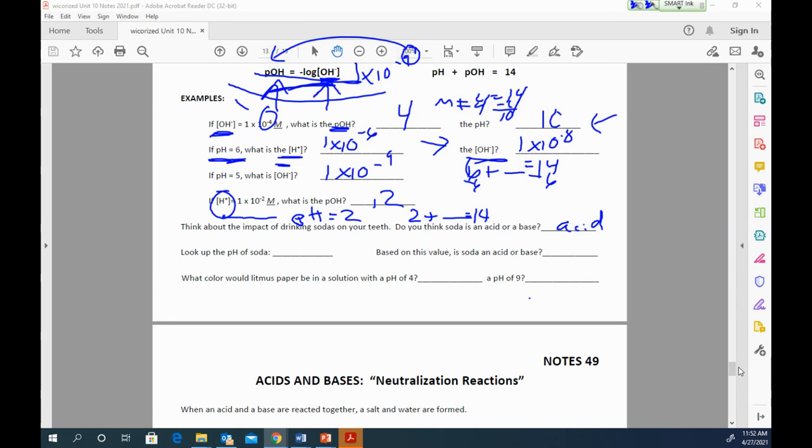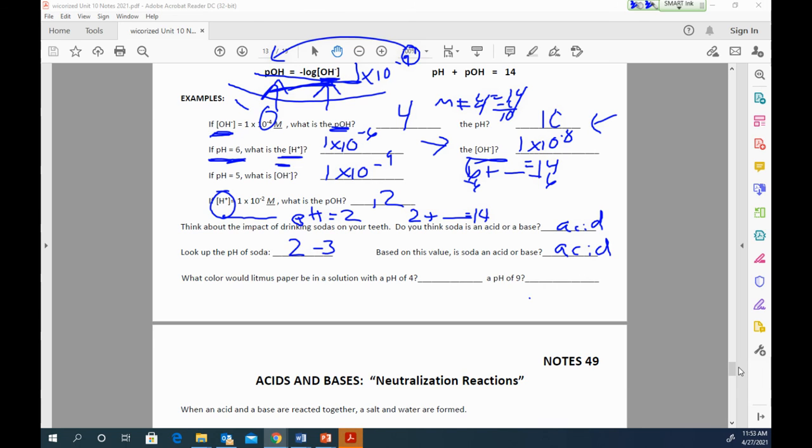Now, I looked it up earlier. What is the pH of a soda? It's about 2 to 3. It's about 2 to 3 pH. So that is acidic. Based on this value, is soda an acid or base? So I just said it. It's an acid because its pH is below a 7.